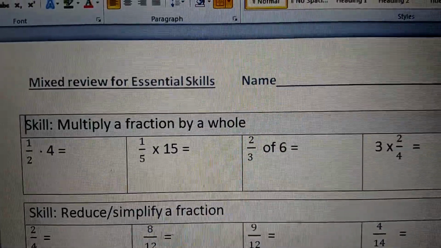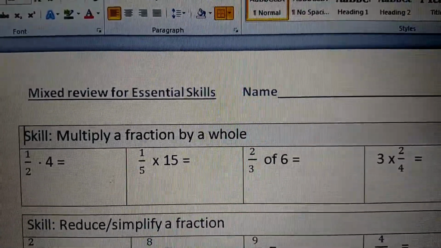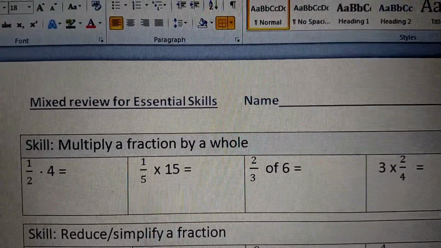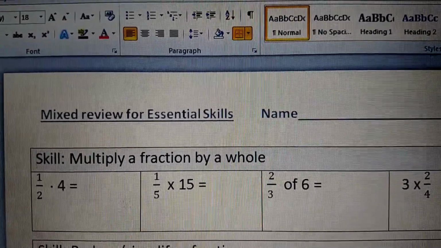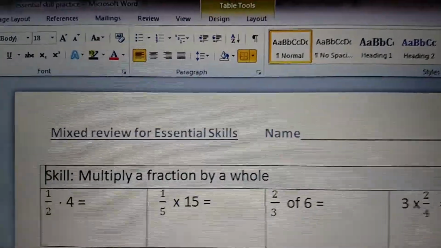Video for all the different specific skills. So this video will be focused on multiplying a fraction by a whole. This section up here all has fractions that are being multiplied by a whole.